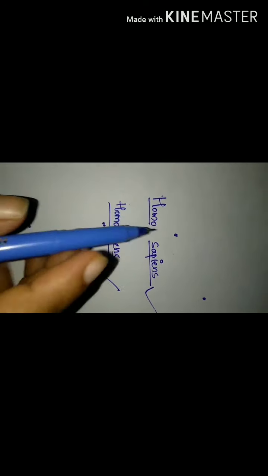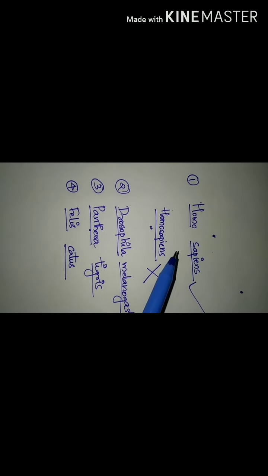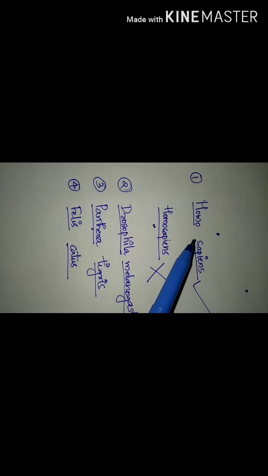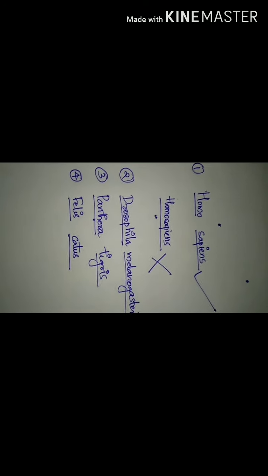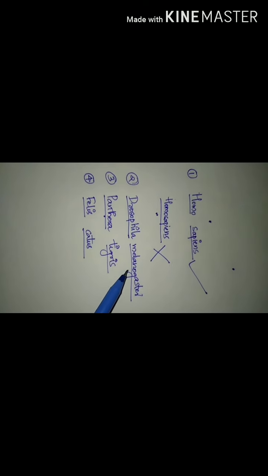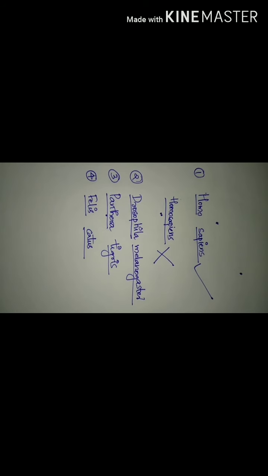So this is one of the examples that we have learned, that Homo sapiens is one of the examples. The first name that we all studied was Homo sapiens. Homo sapiens means the human beings. The second name we are going to study is Drosophila melanogaster. Drosophila melanogaster is that fruit fly that comes near the fruits.